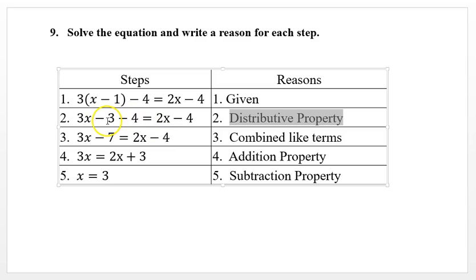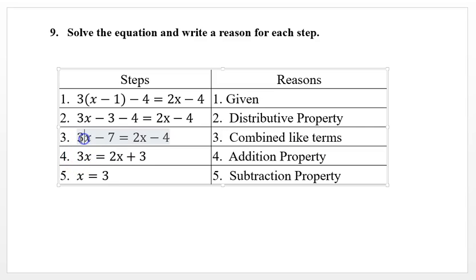The next step, what I did was I combined like terms. I combined the 3 and the 4. The negative 3 minus 4 is negative 7. So that's what I get right here. And I stated combined like terms. Or at this point, you can also say simplify. Means the same thing pretty much.